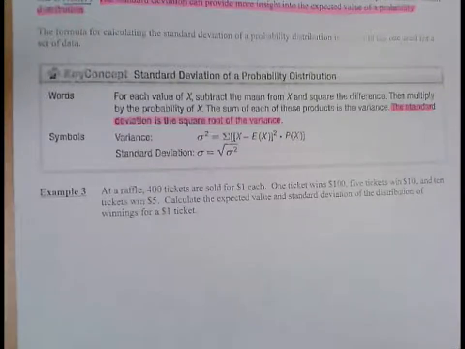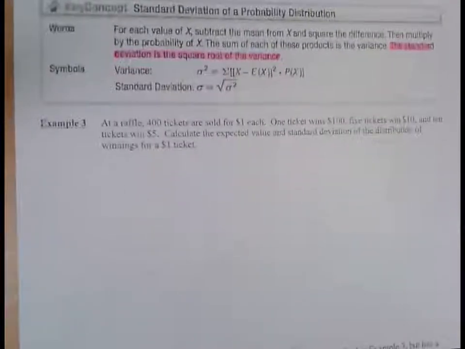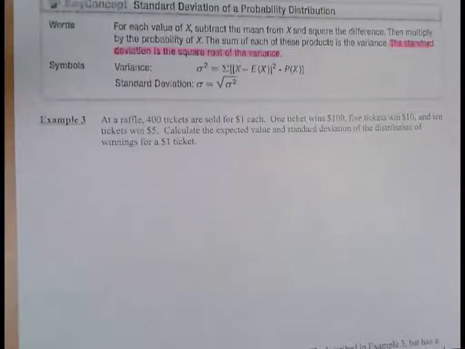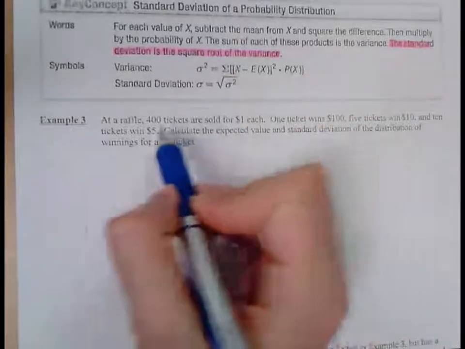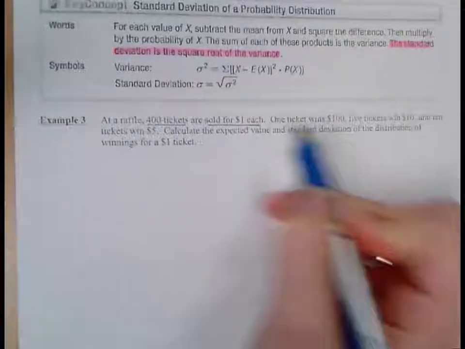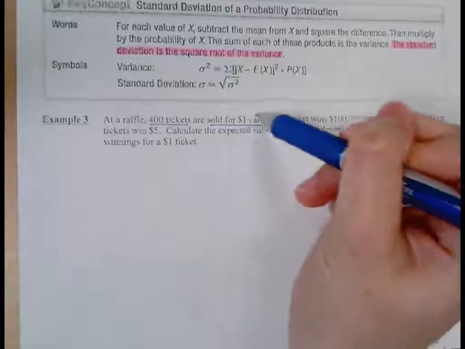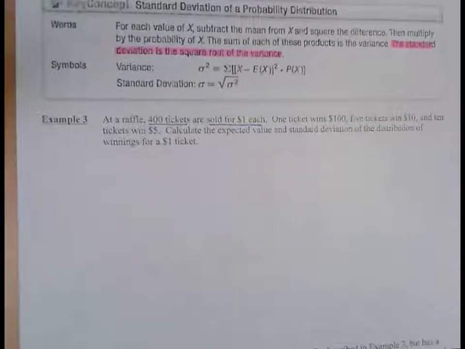So we're going to look at how to do this, but again, if you remember calculating the variance and standard deviation on your quiz, it's a similar calculation, but it also ties in the calculation we just did for expected value on the front. So for example 3, we have, at a raffle, 400 tickets are sold for $1 each. So we have 400 tickets sold for $1 each. This is the price of a ticket, that's going to be important when we're calculating here. And 1 ticket will win $100, 5 tickets will win $10, 10 tickets will win $5.